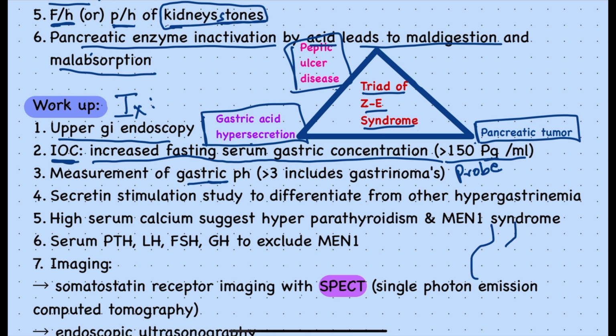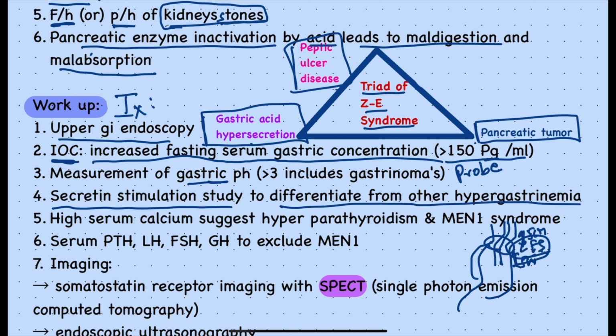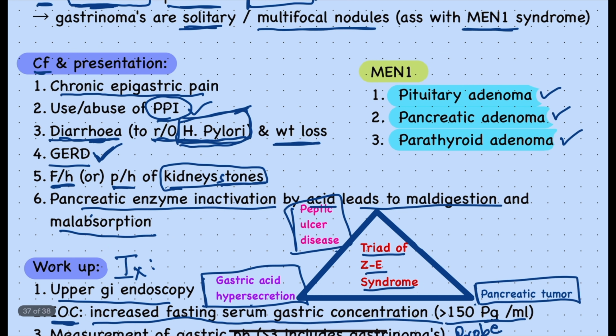Here we can draw, I am drawing here. We insert a probe here, the LES, lower esophageal sphincter. This probe goes to here, 5 centimeters below and 5 centimeters above the LES. Next, we have the secretin stimulation study to differentiate from other hypergastrinemia. High serum calcium suggests hyperparathyroidism and MEN1 syndrome. Here, in MEN1 syndrome association, you can see the parathyroid adenoma, which can be assessed using PTH and serum calcium.